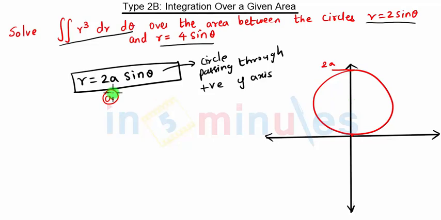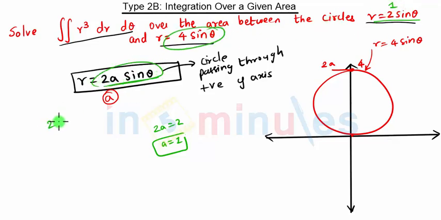So now in our case, let's say this circle is r equal to 4 sin theta. So this point is 4, then radius will be 2. Similarly, r equal to 2 sin theta will be a smaller circle. If we compare this equation with r equal to 2a sin theta, we get 2a equal to 2, we get a equal to 1. So the radius of this circle is 1. And when we compare this equation, we get 2a equal to 4, we get a equal to 2. That means the radius of this circle is 2 and the radius of this circle is 1.